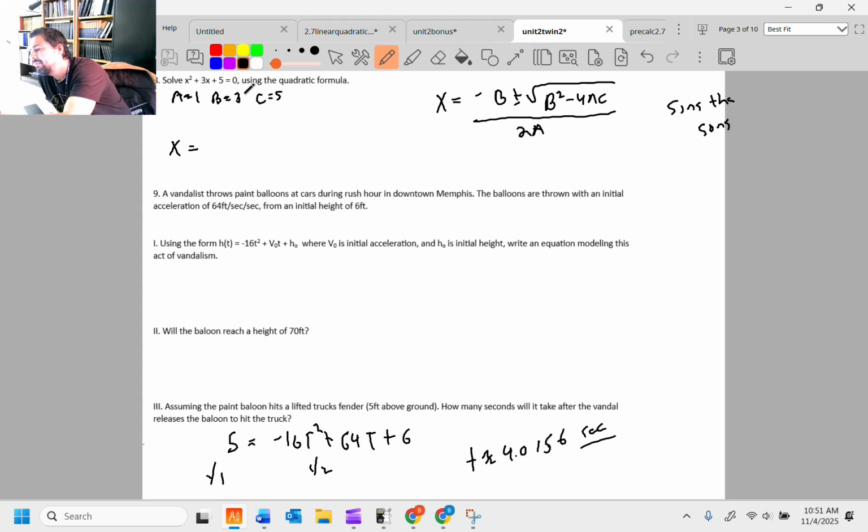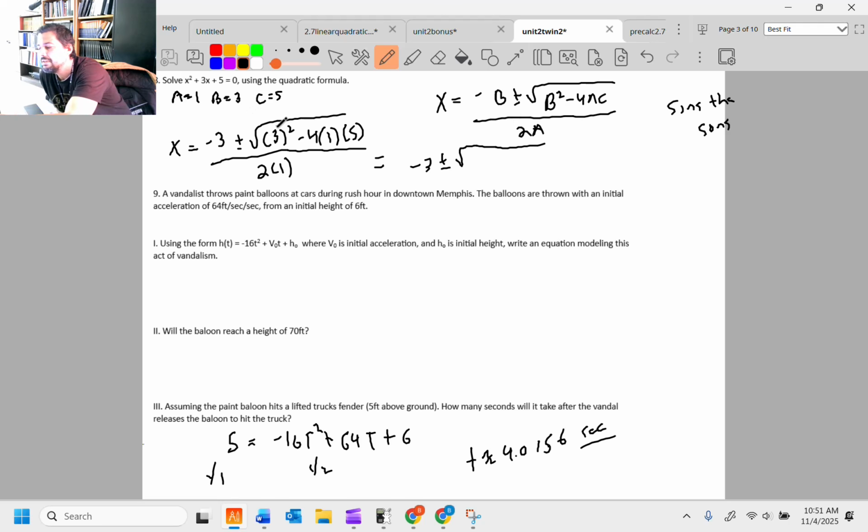A is 1, B is 3, and C is 5. So x would be the opposite of a positive 3, which is a negative 3, plus or minus the square root of 3 squared, minus 4 times A, which is 1, times C, which is 5, all sitting pretty over twice a 1. So we're going to have negative 3 plus or minus. If you can't do math in your head, push buttons. This is 9 minus 15, which is negative 6. Both pieces sitting over 2 times 1, which is 2.